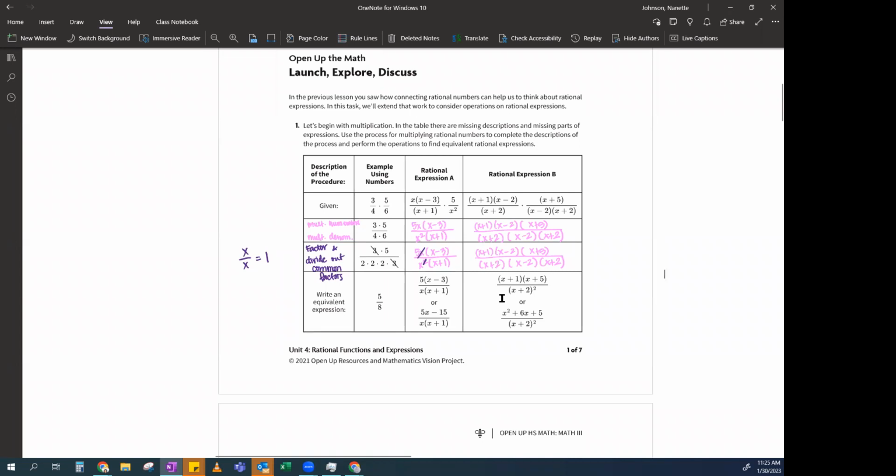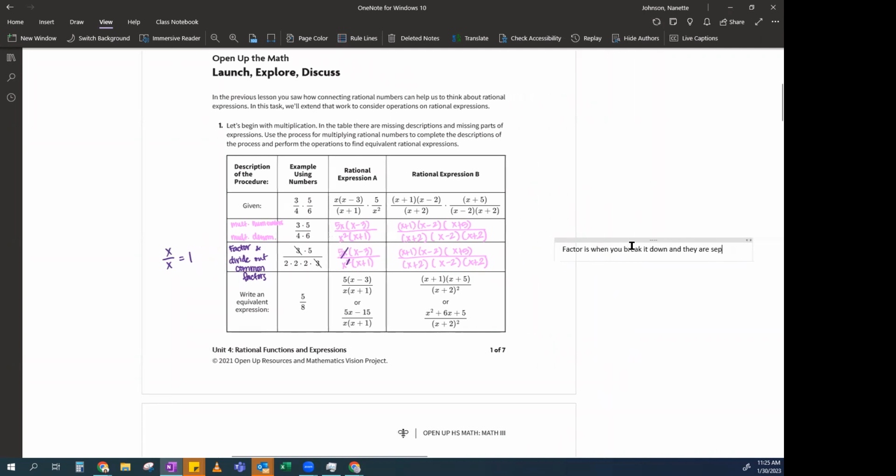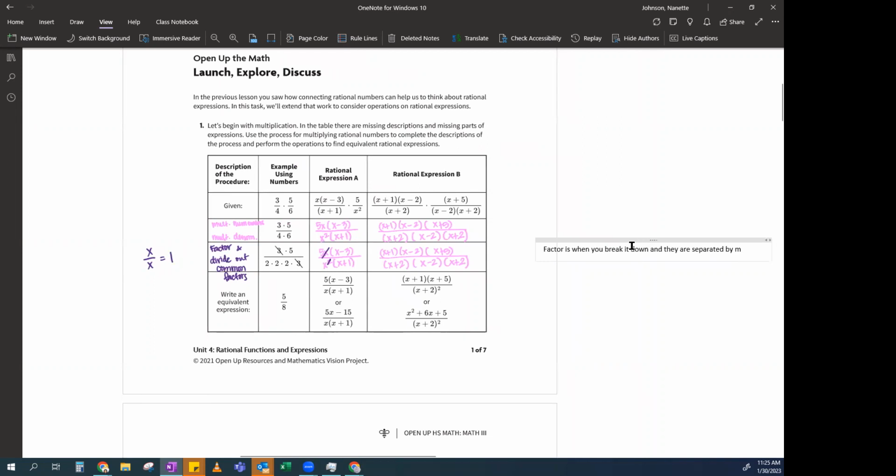X minus 2. Ugh, I love that this person said X minus 2. You want to know what doesn't make sense? When people say X. No, there is no factor of X here. So little reminder on what a factor is. A factor is when you break it down and they are separated by multiplication.